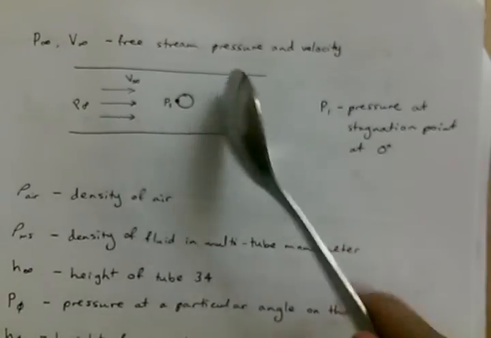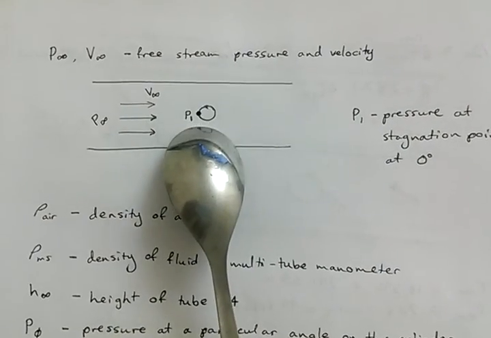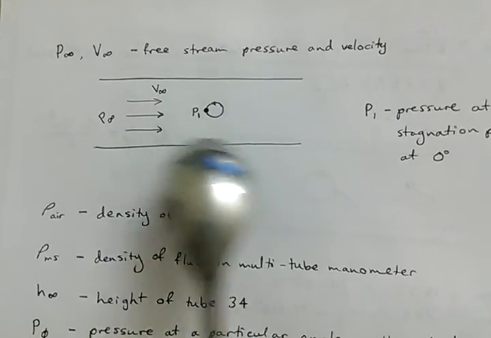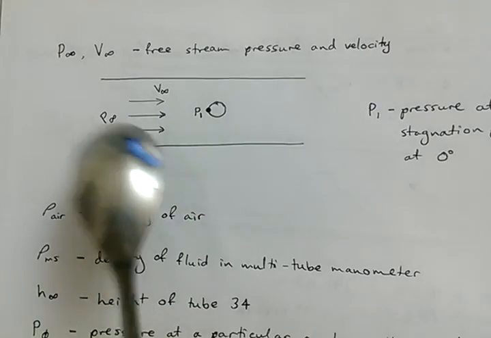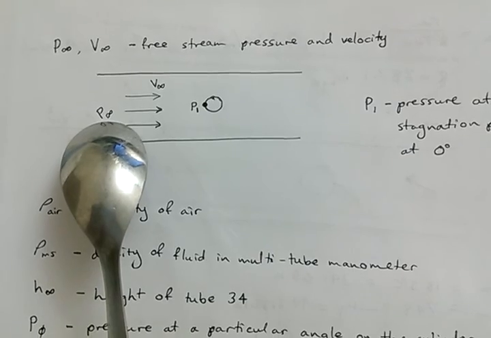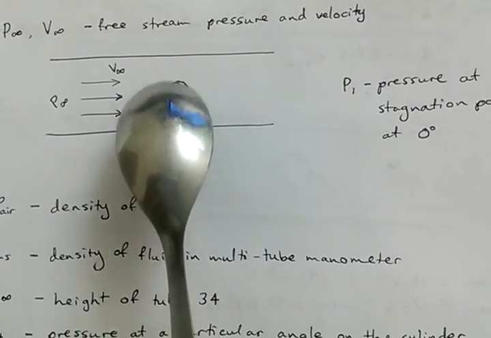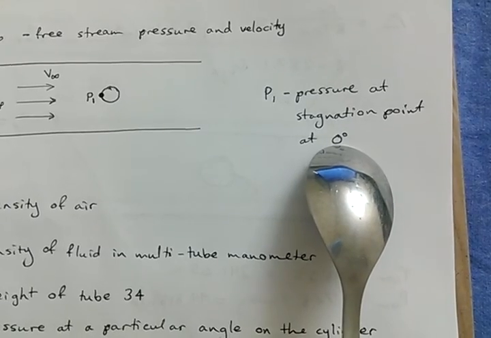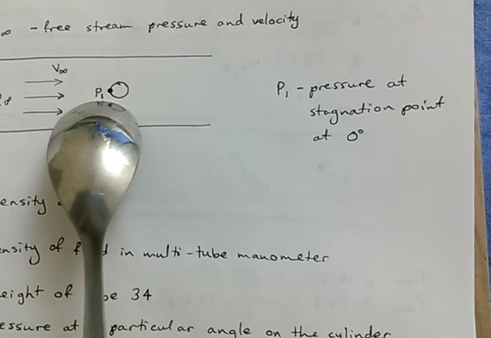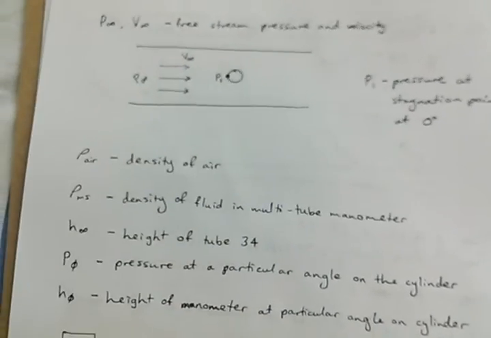So to define those terms, P1 is the stagnation pressure. So this is our wind tunnel. The air is coming in from this direction. The air has a velocity V infinity, and the pressure of the incoming free stream air is P infinity. When it comes into contact with this body, the velocity at that point becomes zero, and a stagnation point is formed. And in our case, that occurs at the angle theta equals 0, and that's P1.